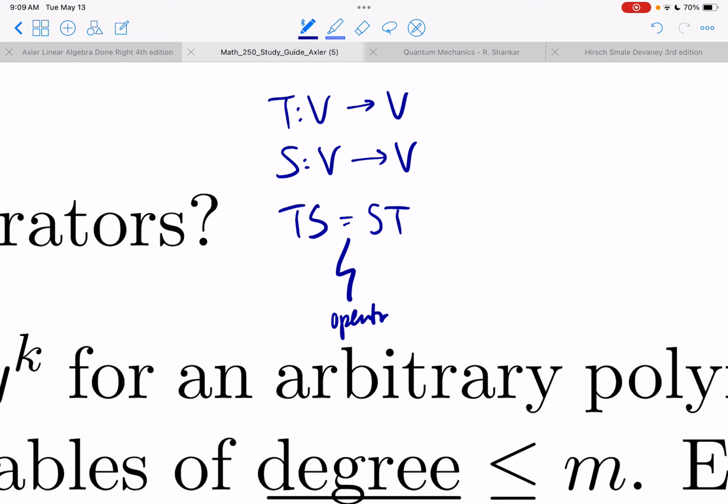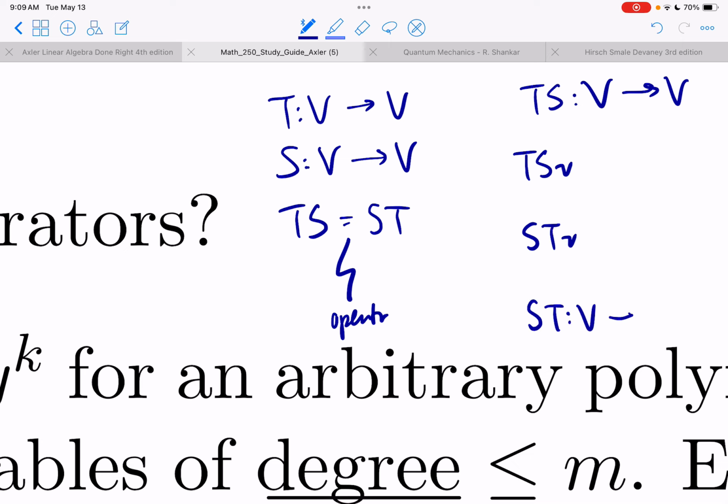So, how do we show two operators are equal? We're not showing, but I'm just trying to understand what this means. It means that TS is like doing T after doing S to a vector of V. So in other words, TS is another operator on V, and TS applied to a little v should be equal to ST applied to a little v, where ST is another operator on V.